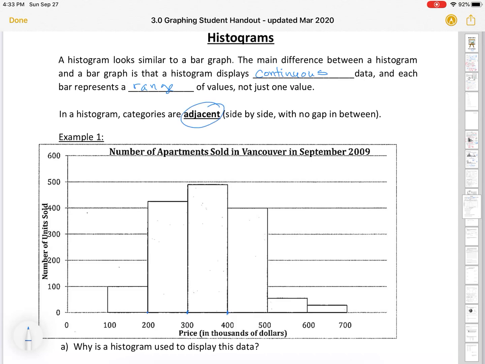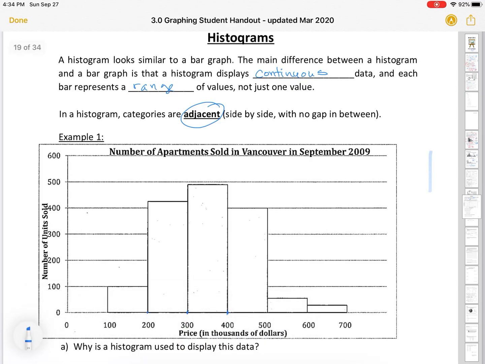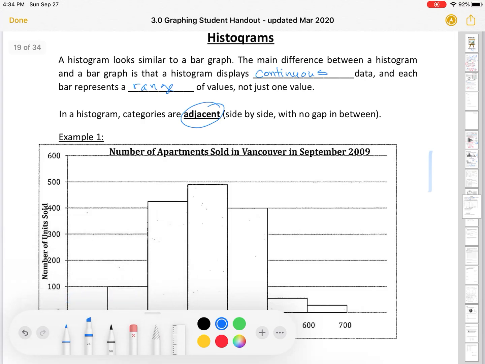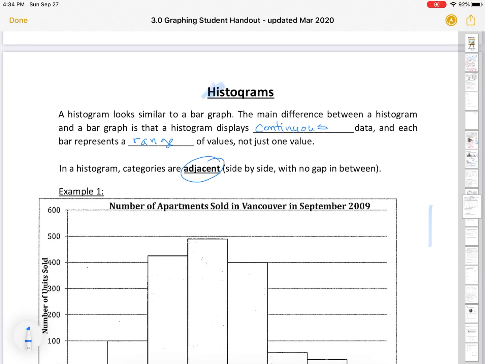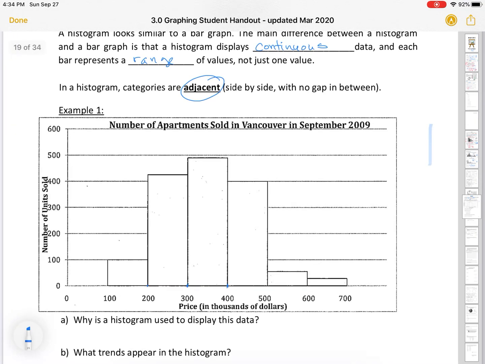So a big thing is that in a histogram, the bars are going to be right next to each other. So that's your big difference. If the bars have space between them, we're dealing with a bar graph. If there's no space and we're dealing with a range of values, then we have a histogram. So that is our biggest difference with these, okay? So histograms, no space between the bars because we're dealing with continuous data.